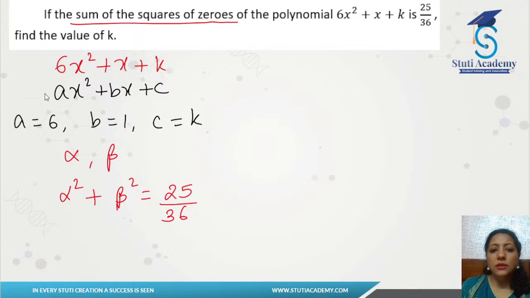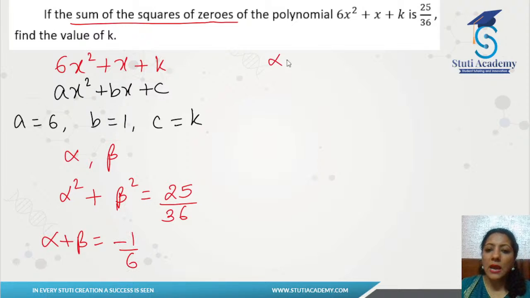So before you do that, you can just write down the sum of the zeros. Alpha plus beta, that is minus b upon a, that is minus 1 upon 6. And alpha beta, that is c upon a, that is k upon 6. Now we know these three things. We know alpha square plus beta square, we know alpha plus beta, and we know alpha into beta.